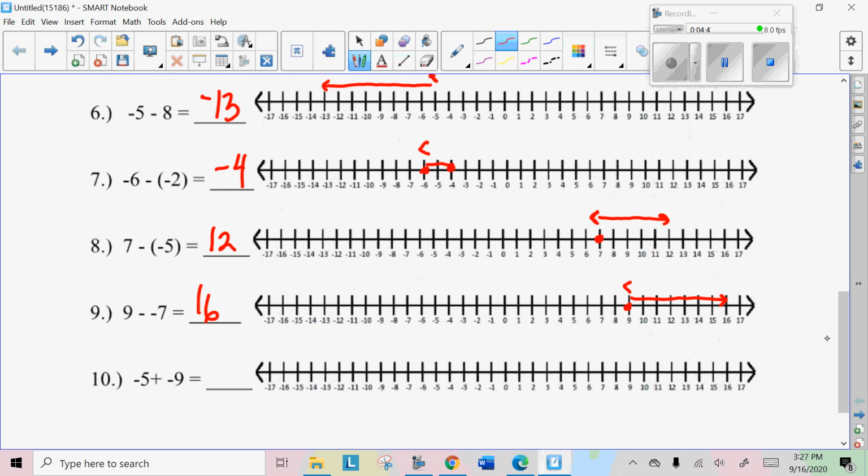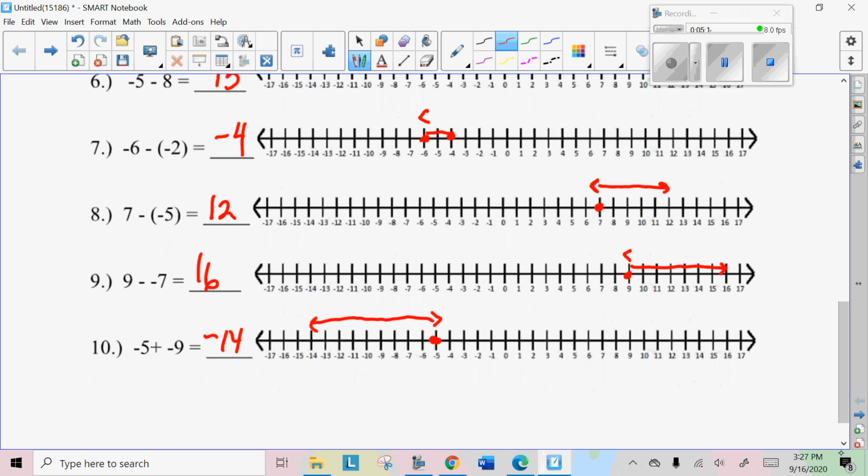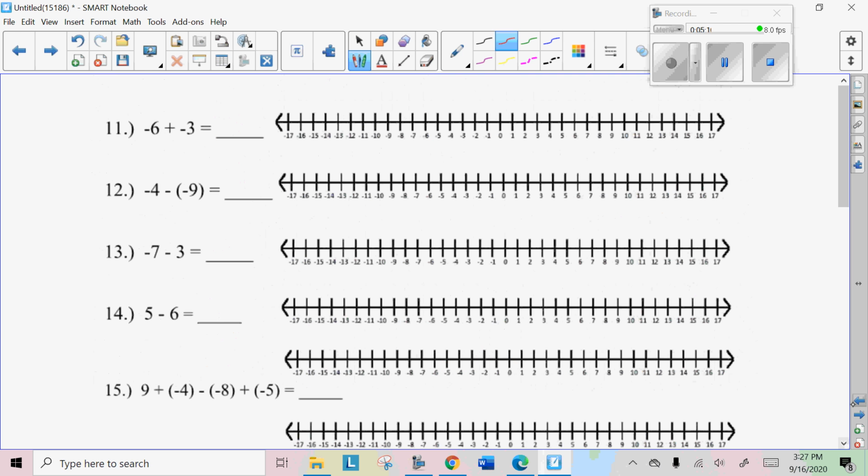All right, so I'll do the last one with you again here. So we're going to start at -5. We're adding, which means we're going to face this way. There's my nose. And then I'm adding a -9. A negative means I'm going to go backwards 9 from there. So I count 9 from -5, which would get me to -14.